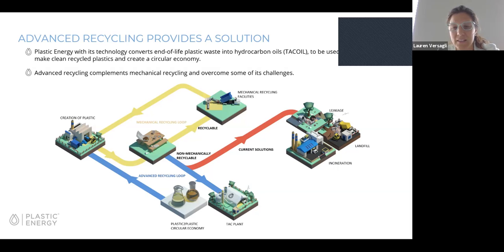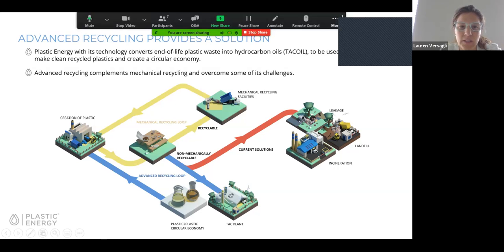And so the demand is there, and it's not only for mechanically recycled material, but also for material that allows it to be reused again, like I've mentioned before, in food grade and prime plastic packaging applications, which is something that advanced recycling can do.